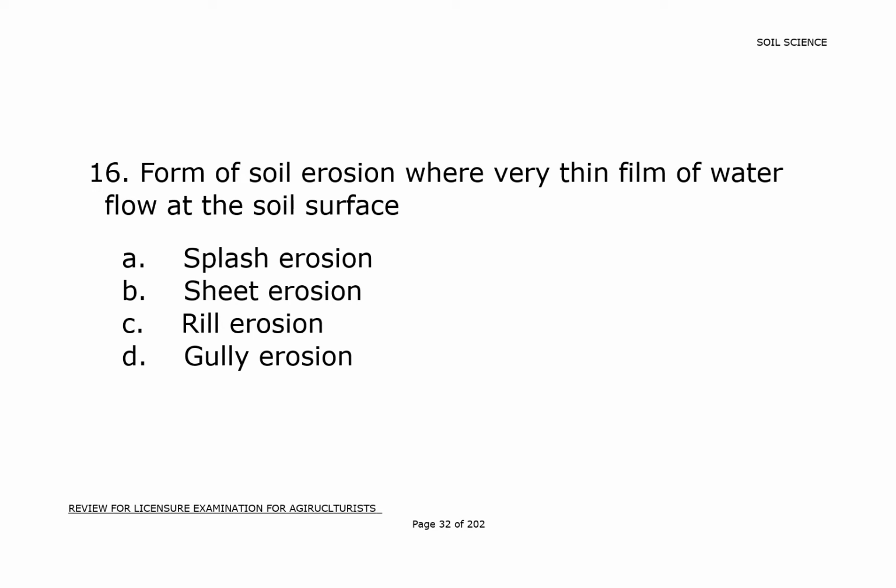Number 16. Form of soil erosion where very thin film of water flow at the soil surface. A. Splash erosion, B. Sheet erosion, C. Rill erosion, or D. Gully erosion. The answer is sheet erosion.